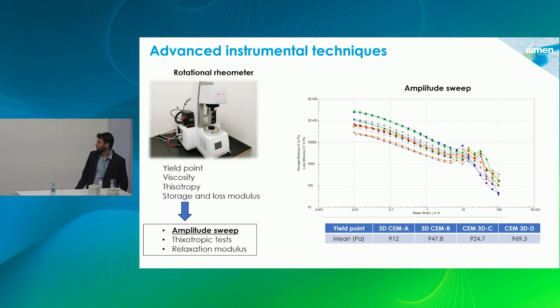In this slide on the right, there is an amplitude sweep represented. In this test, we apply from a low to a high amplitude. We measure viscosity and the modulus. There is a point where the moduli cross, which is known as the yield point, and is the force that you have to apply to a cement to start the flow. It's when the cement starts to behave as a liquid. And in the case of this 3D cement, you need to obtain a value around 900 Pascal.